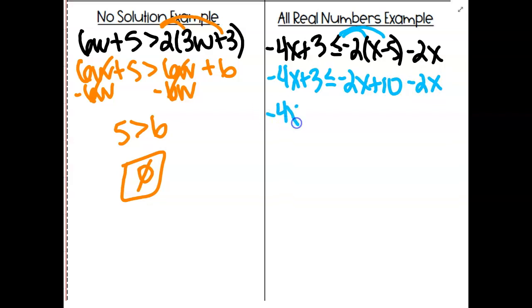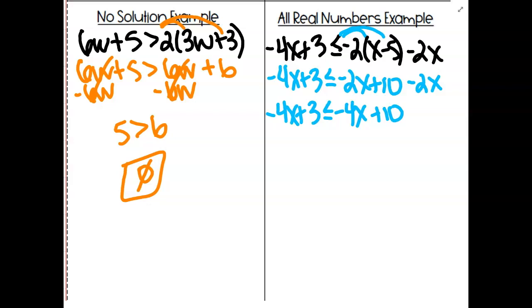There's nothing to combine on the left-hand side. On the right-hand side, I have these x's, so be very careful here. They're both on the right-hand side, so you just combine them together. You got a negative 2x and another negative 2x. When you combine those, you get a negative 4x. They're already on the same side, so you just combine them together. So it'd be negative 4x, and you still have that plus 10.